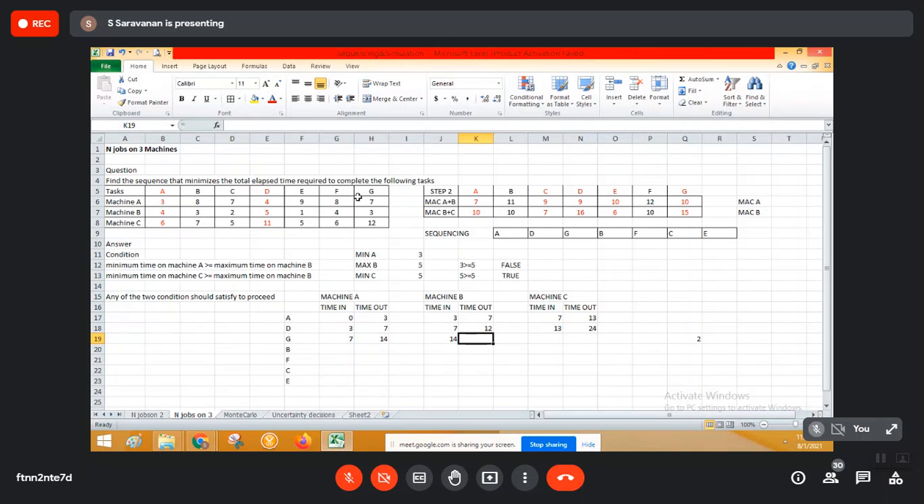So 14, G. How many minutes is it taking? 3 minutes. So 14 plus 3, 17. Can the job be taken at 17? Just to check whether the job can be taken at 17.